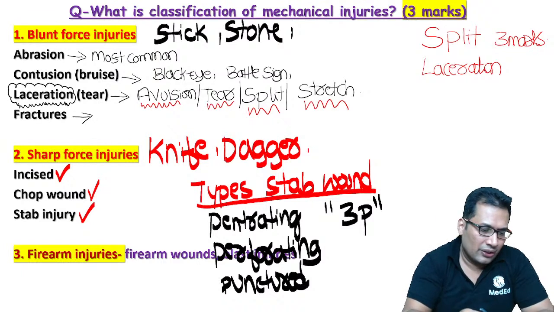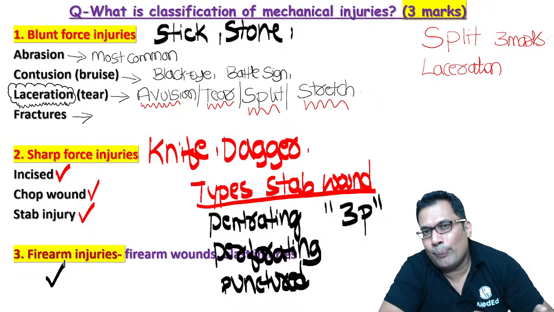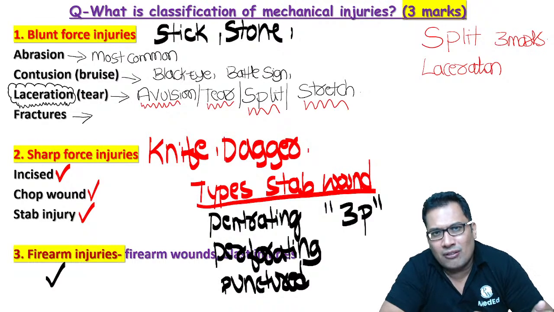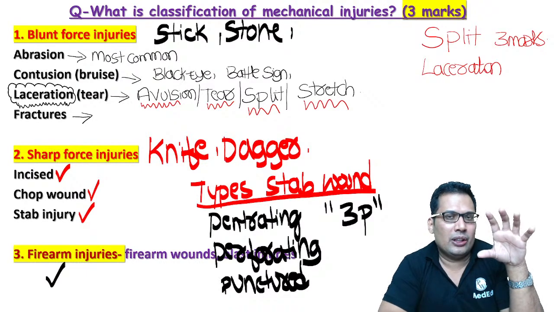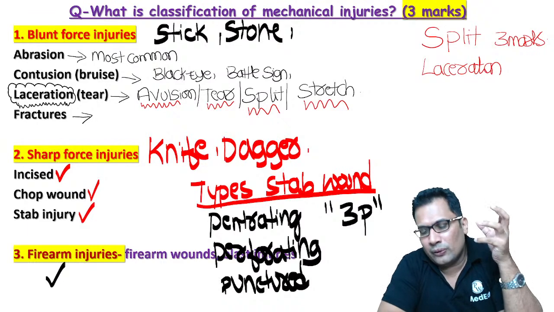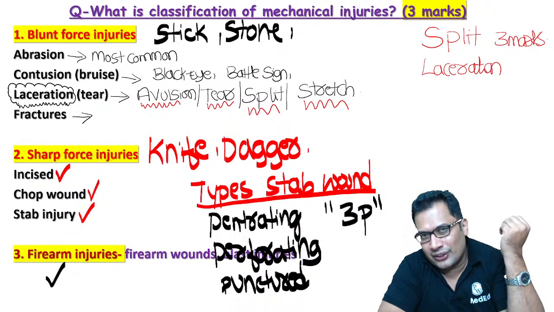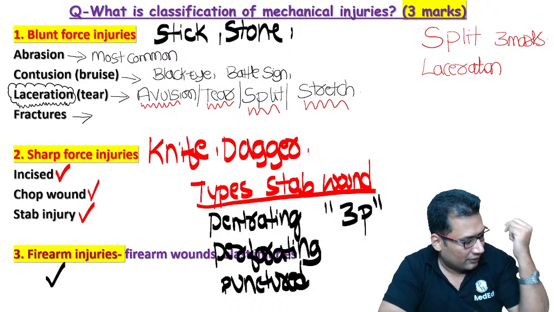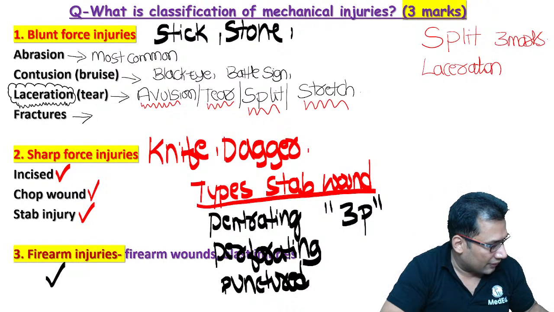Firearm injuries. We discussed entry wound and all already. Bomb blast injury and ballistic injury also come under firearm only. So what is the classification of mechanical injury? Your answer should be like this: blunt force injuries, sharp force injuries, and firearm injuries. This is how you should answer, guys.